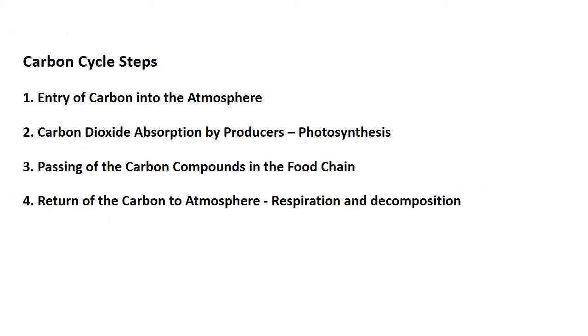Now coming to the steps of the carbon cycle, following are the main steps involved in the process. The first one is the entry of carbon into the atmosphere. Carbon enters in the form of carbon dioxide either through respiration or through combustion. Respiration is a process by which organisms release energy. During respiration, carbon dioxide is released from the organic material of various organisms. And combustion is a process of burning by which carbon is also released into the atmosphere in the form of carbon dioxide or carbon monoxide.